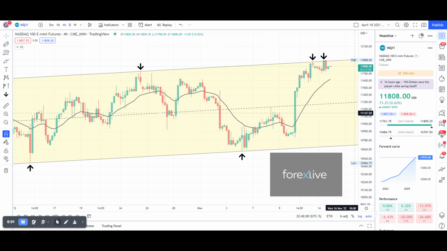This is a technical analysis for the Nasdaq 100 E-mini futures. It is now at about 11,800, dancing around that number. I'm looking at this yellow channel starting October 13th.